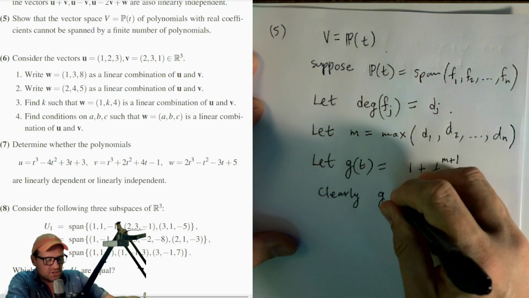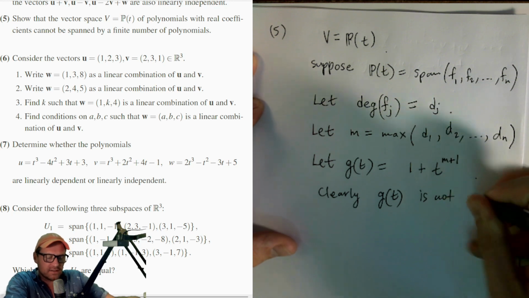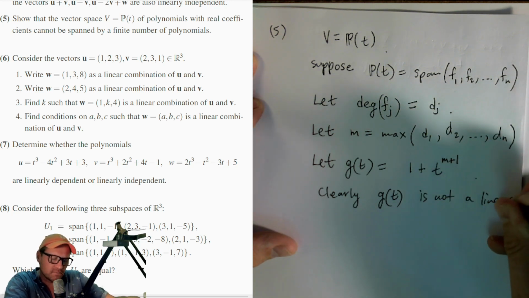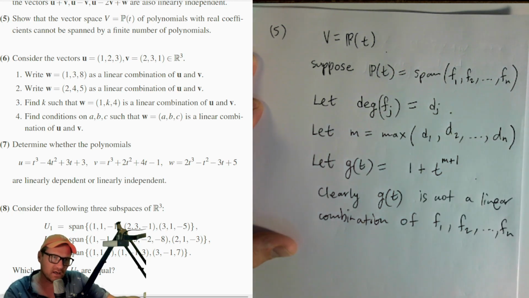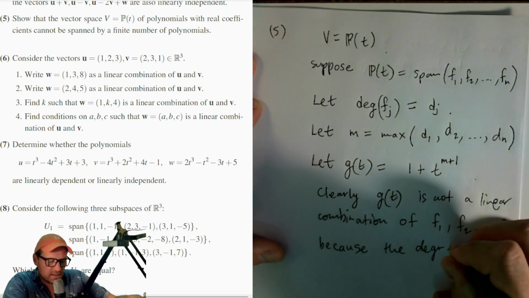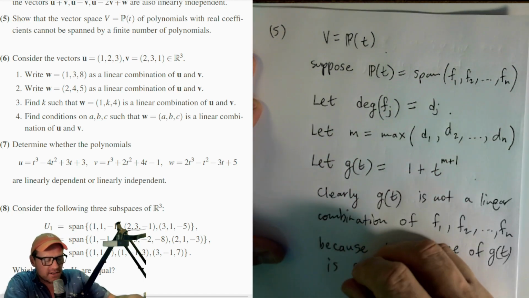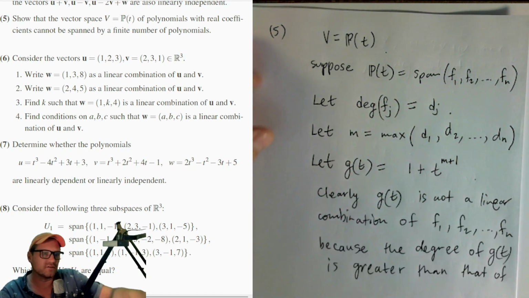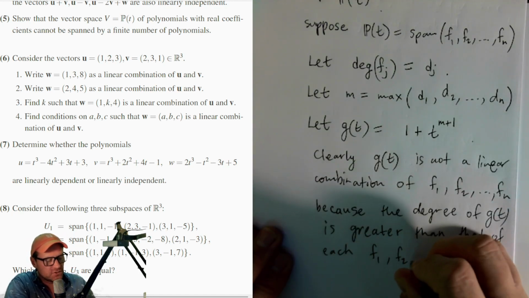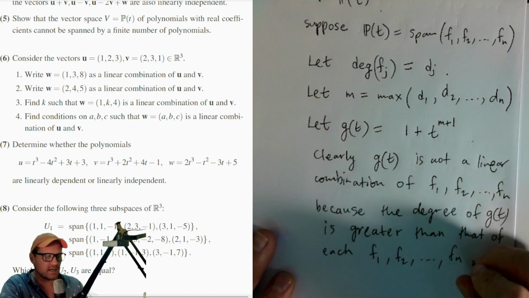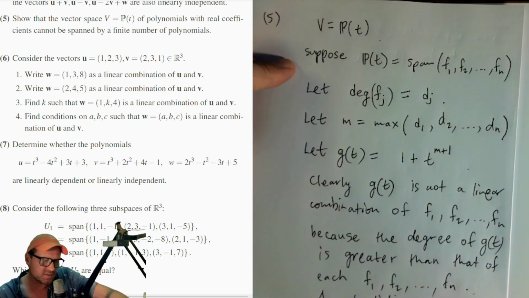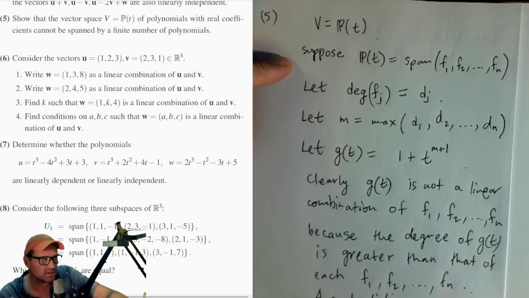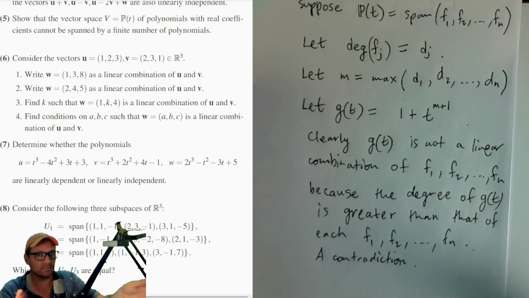So clearly g of t is not a linear combination of f1, f2, etc. up to fn, because the degree of g of t is greater than that of each of f1, f2, etc. up to fn. And so this is a contradiction to this assumption. So that original assumption must be false, and so the polynomials with real coefficients cannot be spanned by a finite number of polynomials, which completes the question.